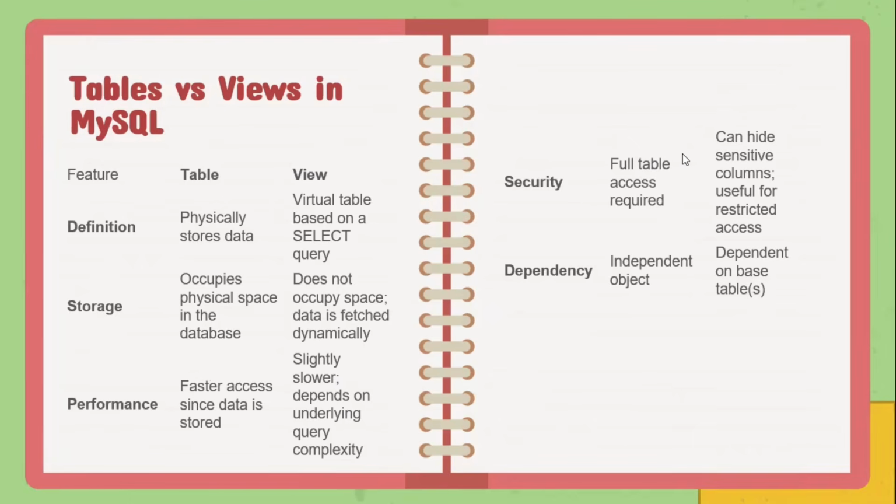Security: a table requires full table access, and in case of a view, it can hide sensitive columns, useful for restricted access. And dependency: a table is an independent object, but a view depends on the base table.